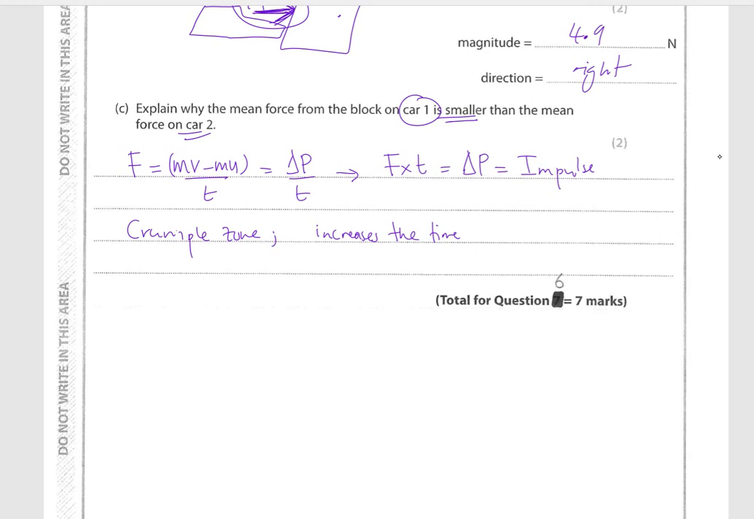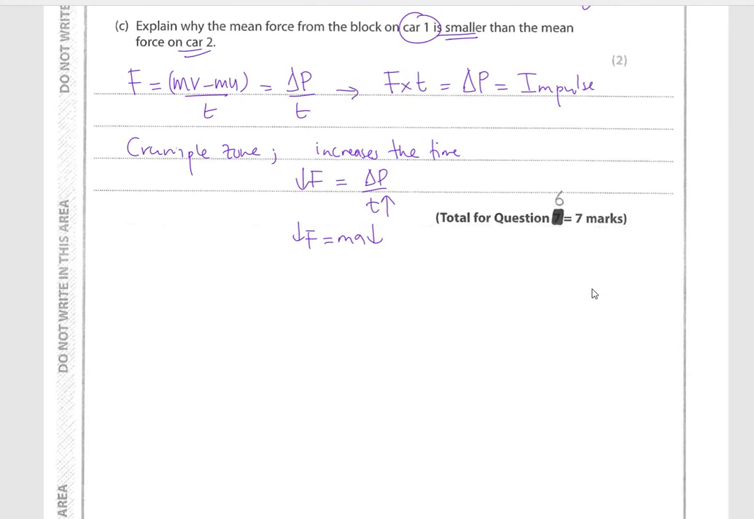Okay. Now, if the time increases, what's going to happen to the equation? So let's take a look. We've got F is equal to change in momentum over t. Now, if time increases, then by default, the force goes down. Okay, the force goes down. Now we also know that F is equal to ma. So if the force goes down, then the acceleration goes down as well. So you accelerate less in this case.